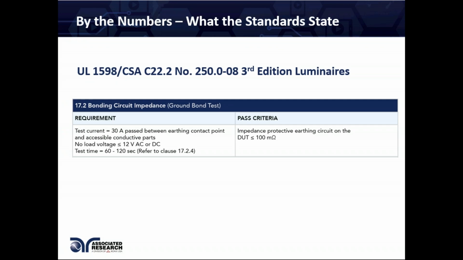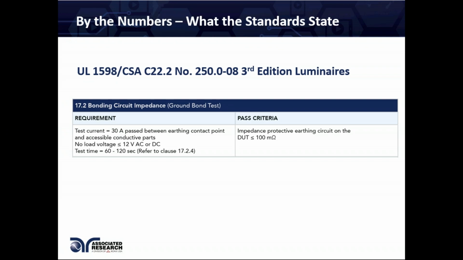Another example from the standard, and this one is for LEDs or the luminaires industry, the UL 1598. In this case, the ground bond, and again, if you focus on the name, bonding circuit impedance, you'll see different names in the standards, which all are referring to what we know as a ground bond test. And anytime you see a requirement in the range of 10 plus amps, you can also tell that it's a ground bond test requirement.